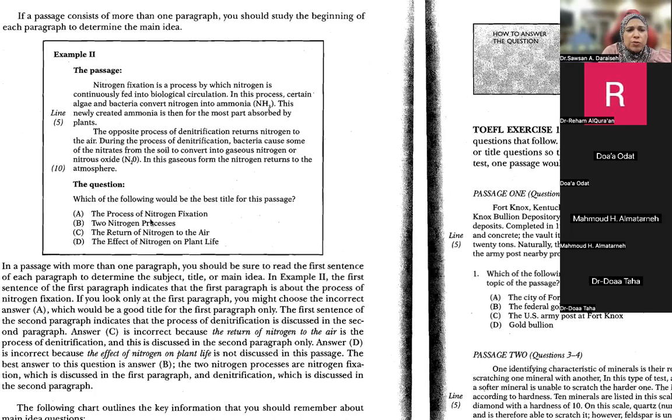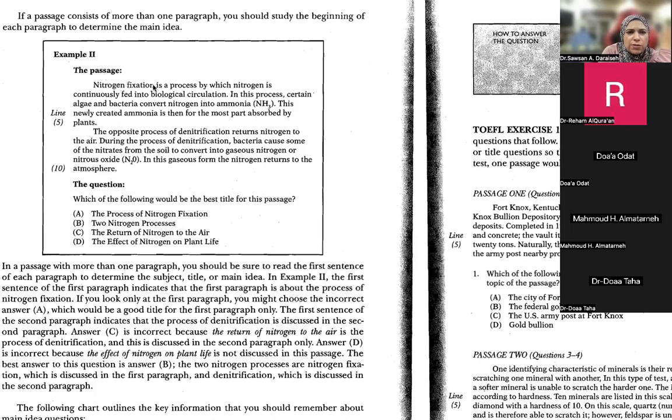A, the process of nitrogen fixation. B, two nitrogen processes. C, the return of nitrogen to the air. D, the effect of nitrogen on plant life. So what is the answer?